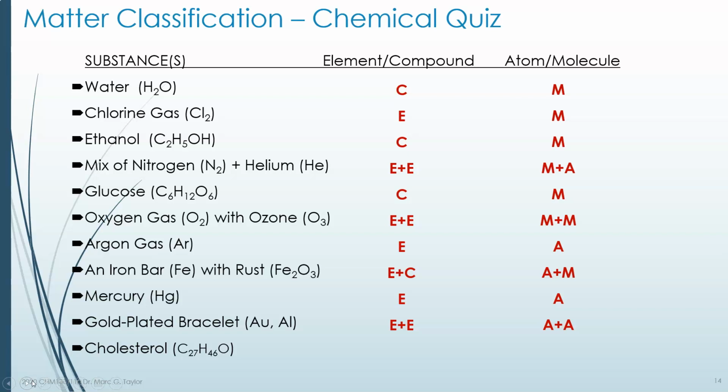Cholesterol is composed of dozens of atoms, 27 carbons, 46 hydrogens, and 1 oxygen, but all in one substance, in one formula. Therefore, it is a compound composed of 3 kinds of atoms, carbon, hydrogen, oxygen, and it is a molecule composed of dozens of atoms. And this will end us for this unit, and we'll stop.